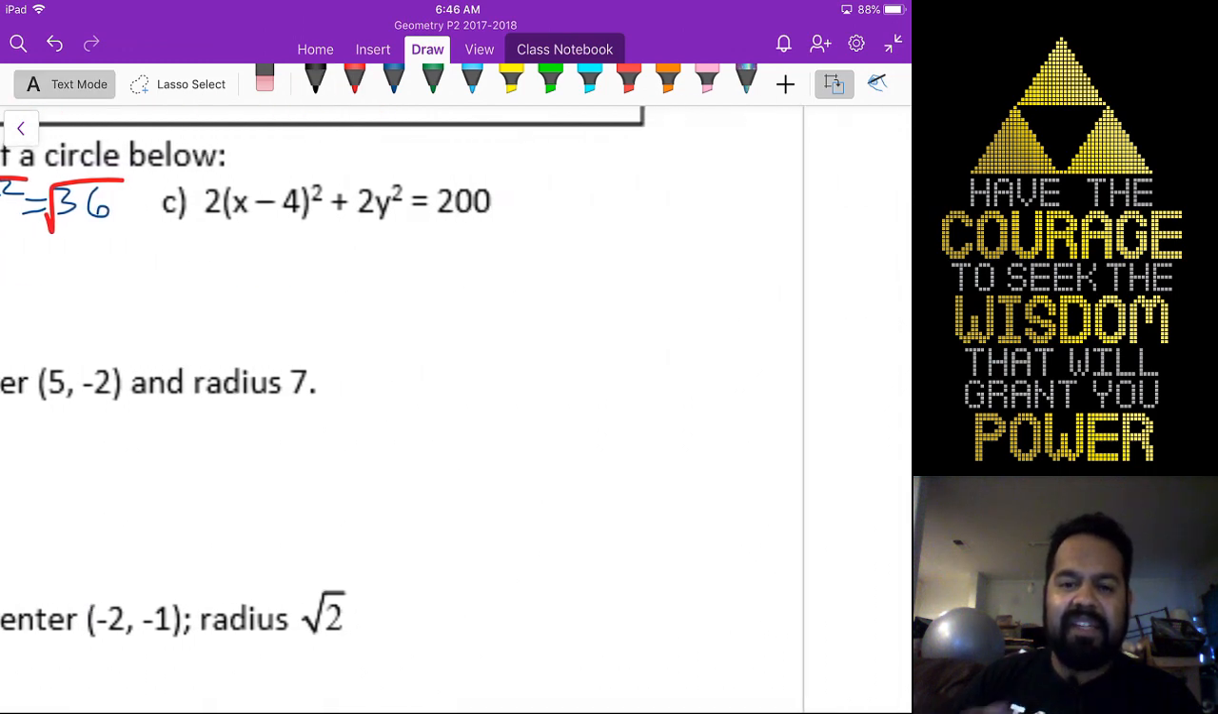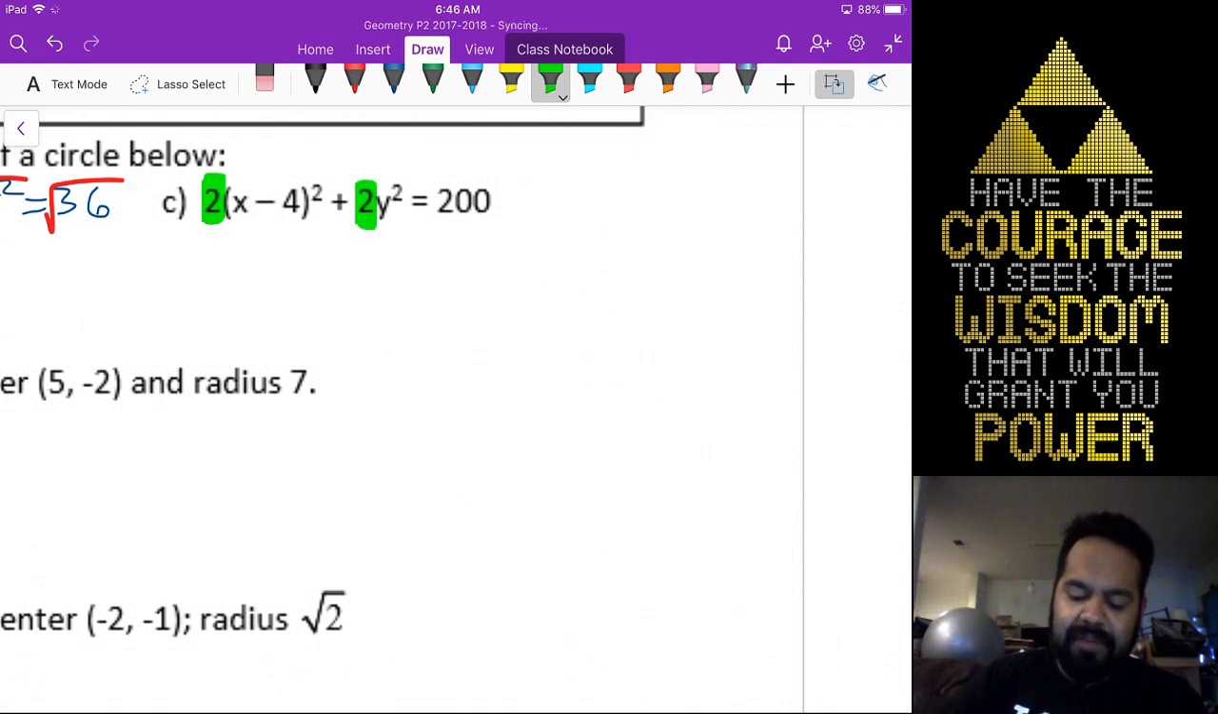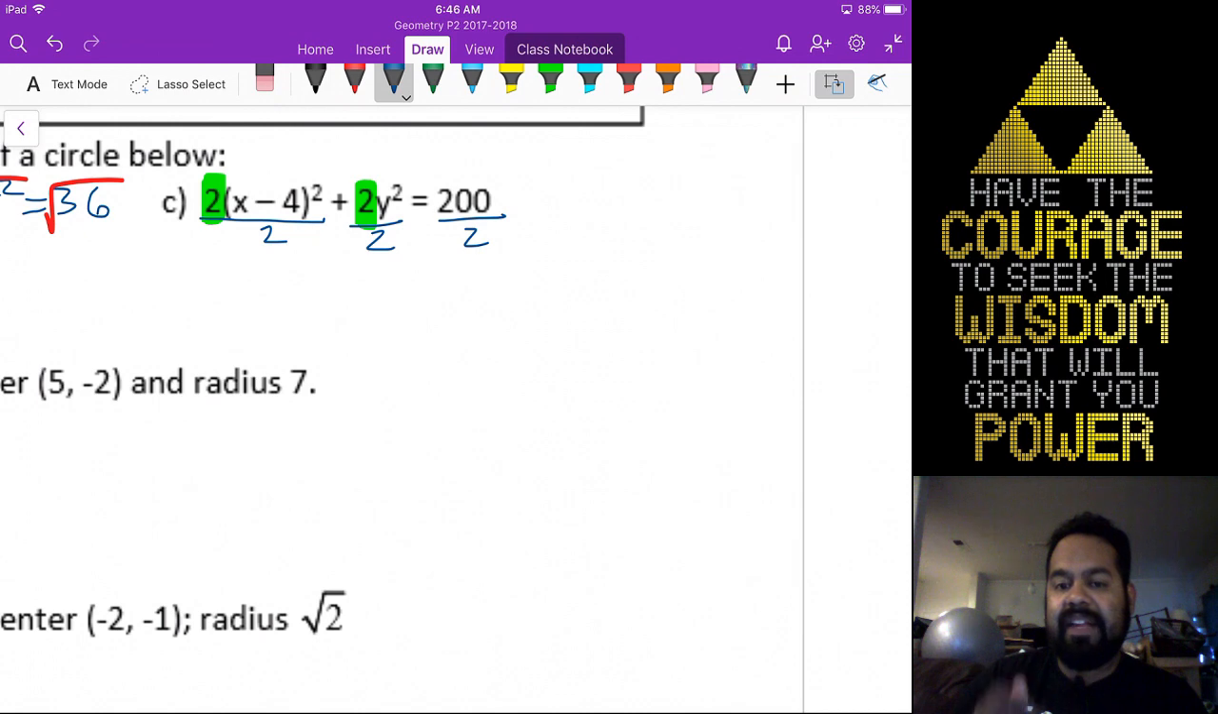On letter C, this doesn't quite match the form that we use because of all these numbers in front, or as we like to say in the mathematical world, the coefficients. So before we even do anything, we need to divide them out. So yes, you're going to be dividing those 2's out of everything. Boom, gone. And then 200 divided by 2 is going to be 100. All right, so let me just rewrite that.